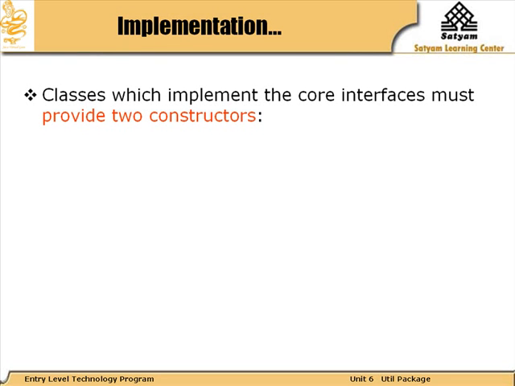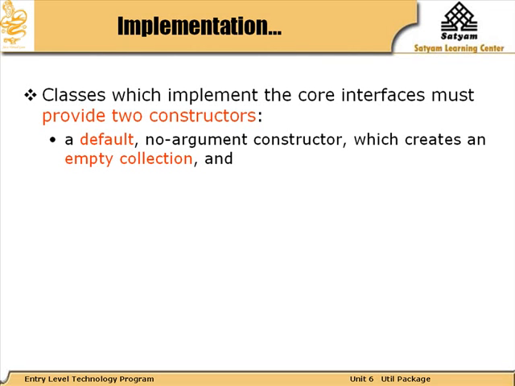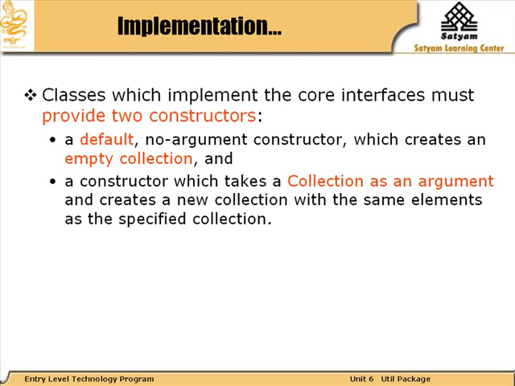We have just seen the classes which implement the core collection framework. The classes which implement the core collection framework must provide two constructors. One, a default constructor or a no argument constructor which creates an empty collection. And then a constructor which takes a collection as an argument and creates a new collection with the same elements as specified in the collection. This is typically required in a case where you already have a collection and you want to add to the same collection.